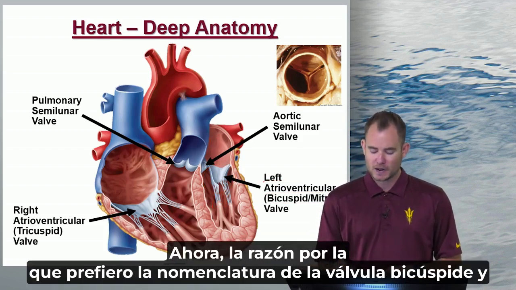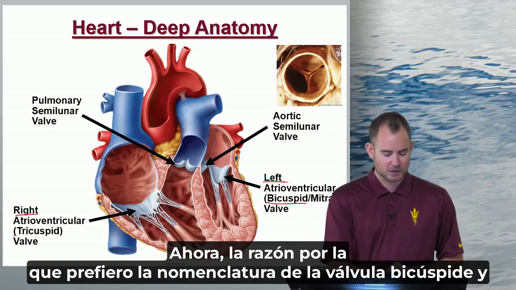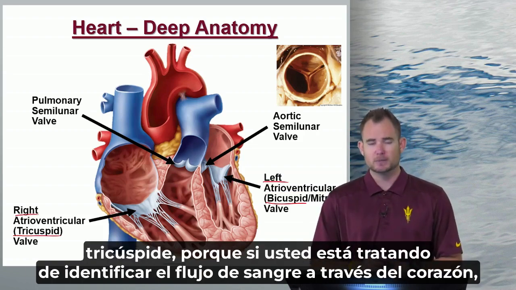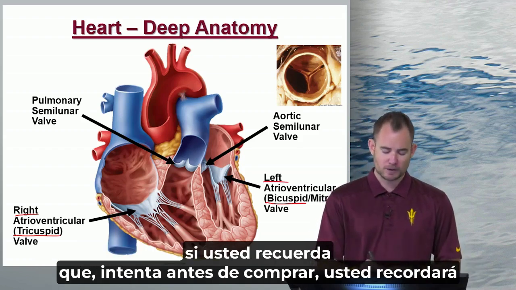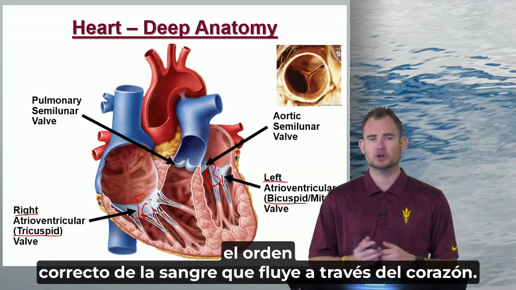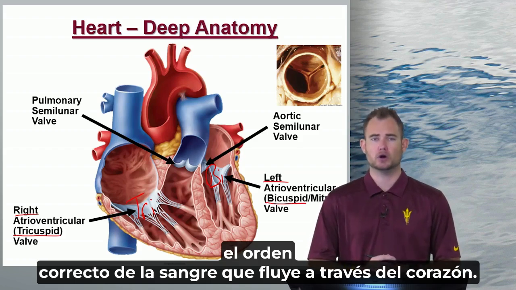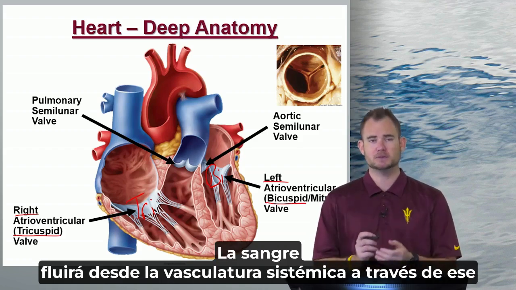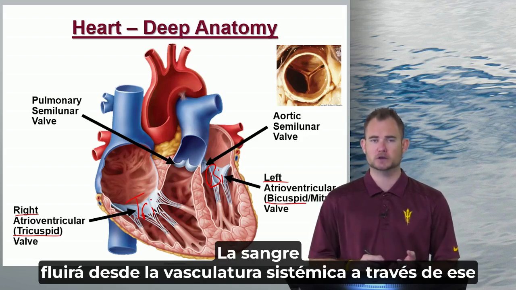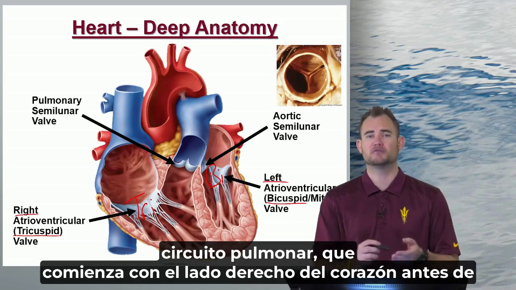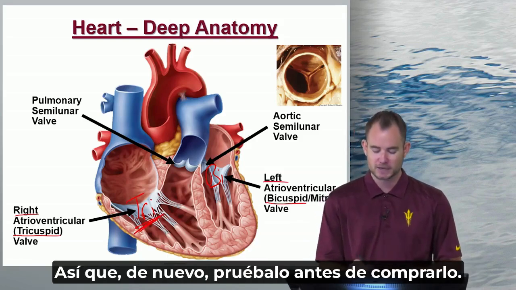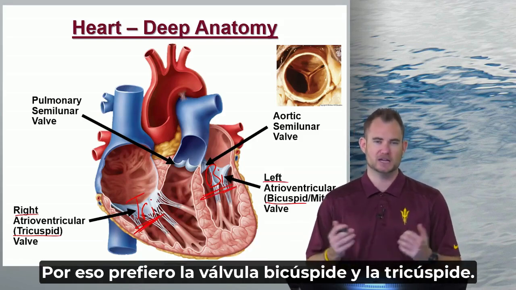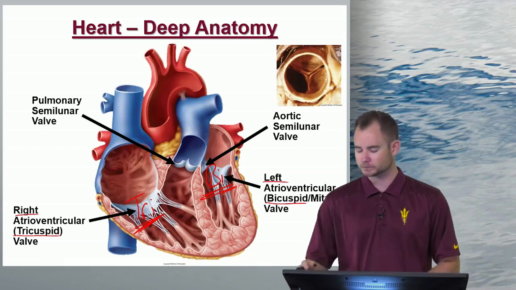Now, the reason why I prefer the bicuspid and tricuspid valve nomenclature is that if you're trying to identify the flow of blood through the heart, if you remember that you try before you buy, you'll remember the correct order of blood flowing through the heart. Blood will flow from the systemic vasculature through that pulmonary circuit, which begins with the right side of the heart, before it gets to the left side of the heart and the bicuspid valve. So again, try it before you buy it. That's why I prefer bicuspid and tricuspid valve.